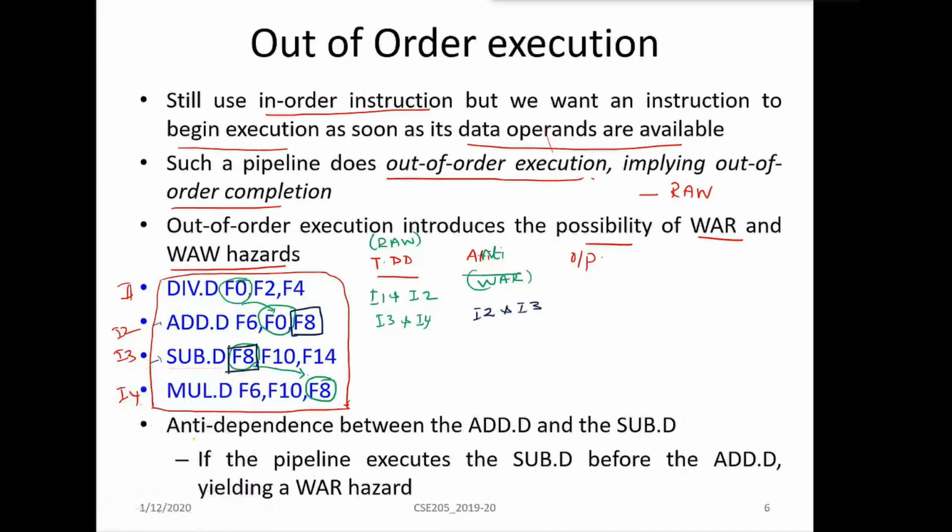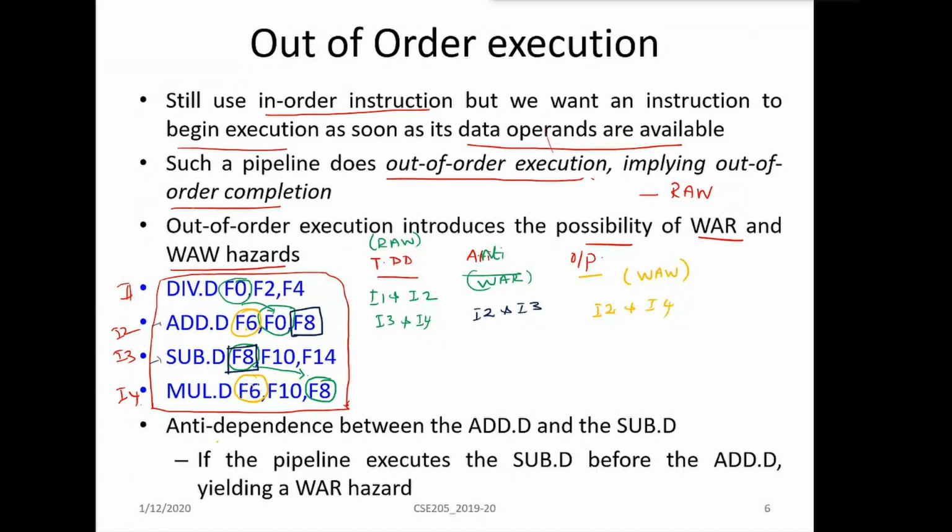I think no, right? Next, output dependence. What is output dependence? It is the WAW hazard. Is there any WAW hazard in this? I2 and I4, right? Both here and here are writing to F6. So between instruction I2 and instruction I4 you have the WAW hazard. There is no data dependence, but both are trying to write to the same location.